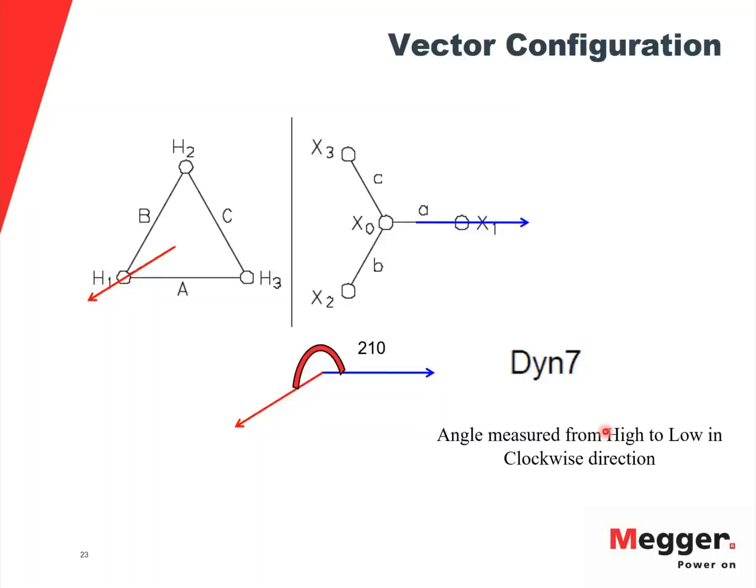So you would look at the nameplate, enter the correct values of the voltages, as well as pick the right vector diagram before you start your turns ratio test.